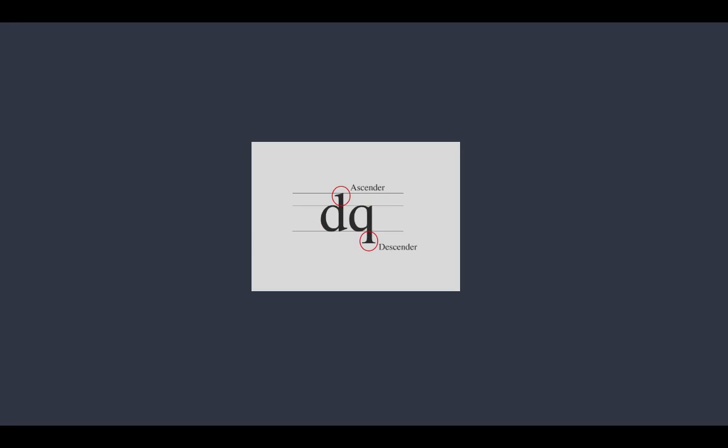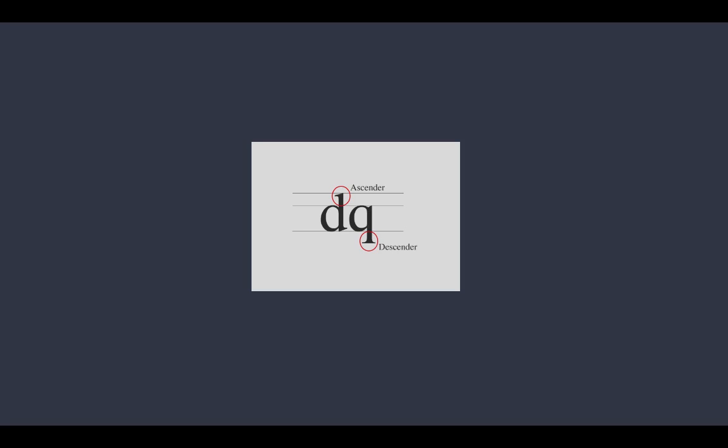The ascender of a lowercase character is any part that rises above the mean line that we just discussed, such as the uprights on the letters d, or h, or b. Descenders, on the other hand, are parts of the lowercase character that drop below the baseline, such as p or q or g.